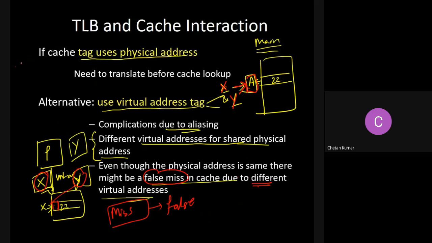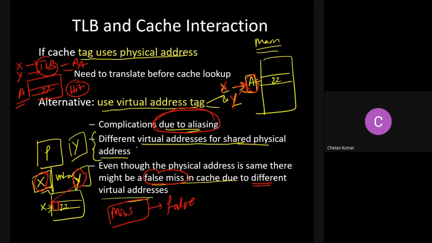Whenever you try to send X to the TLB, it will give you A, and in the cache you will have A related information. It will have 22. When I send Y to the TLB, it will still again give an A. So here it will be a hit because the location A data is already available in the cache. But since I'm dealing with virtual addresses, I'll see these two addresses as different, but they are mapped to the same physical address. That is what we call aliasing.